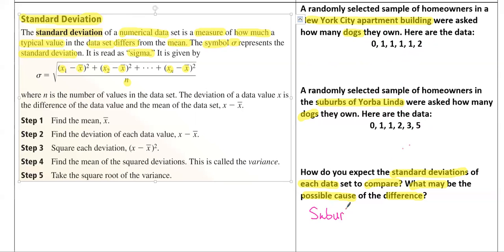Suburbs have a larger sigma. I never do sigma very well. And I did it up there where it doesn't even make sense. Okay, suburbs have a larger sigma than the apartment building.